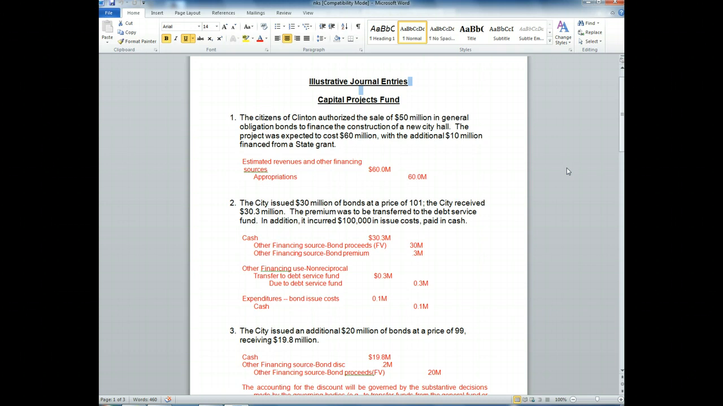Now, would it have been okay to have said estimated revenues hyphen bonds, $50 million, estimated revenues hyphen state grant, $10 million, and then credit appropriations? Absolutely. We're keeping it simple here. The bottom line is they're all estimated revenues. And so the key here, Carmen, what you're saying is right.